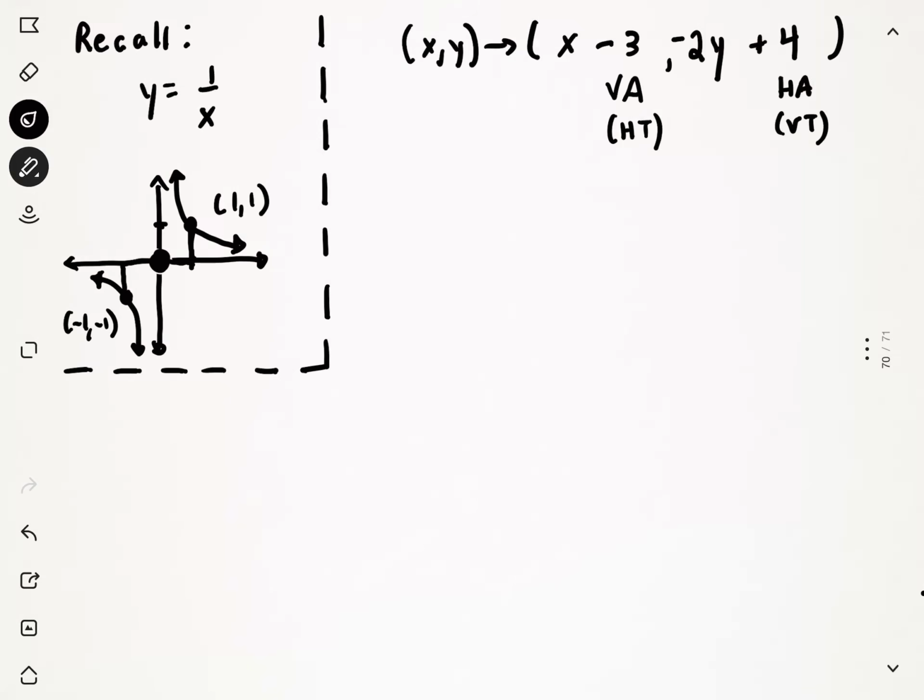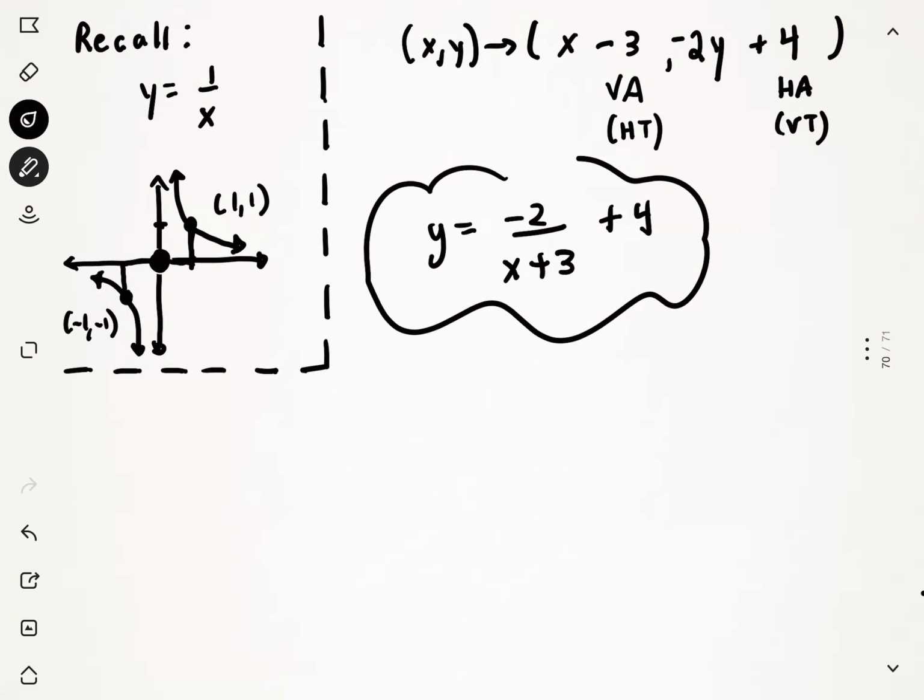At this point, once you have the mapping notation, you can easily come up with the equation. The y's stay the same, and for the x's, we change the sign of what comes after, and we now have our equation, and you can check your answer in Desmos.